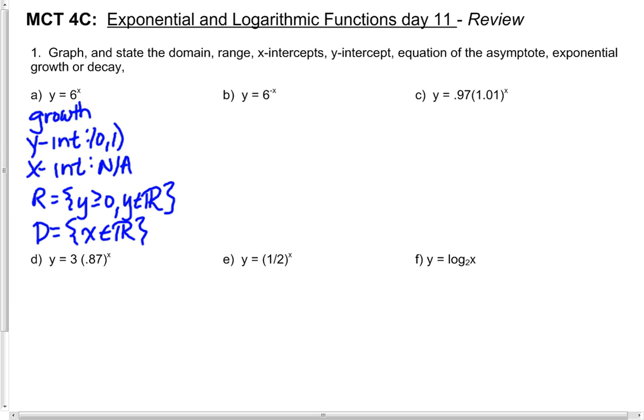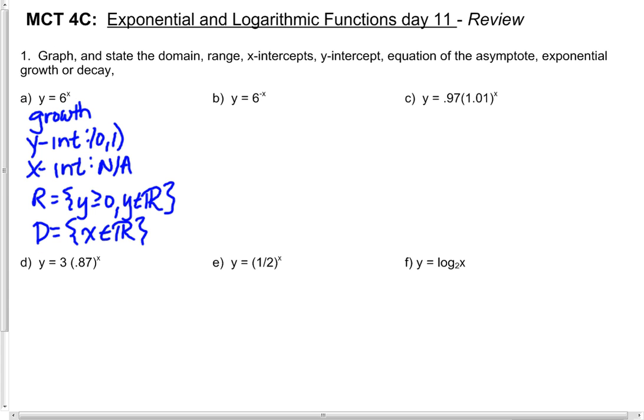I am looking for the equation of the asymptote. The asymptote is that line that it approaches and never gets to. So our asymptote is y equals 0. Roughly, a graph for this, y equals 6 to the x. I have a y-intercept of 1. As I go to the left, I get closer and closer to the x-axis. As I increase quite sharply, 6 to the x, so one value, for instance, would be when x is 1, I have the 6. So my growth is very sharp.